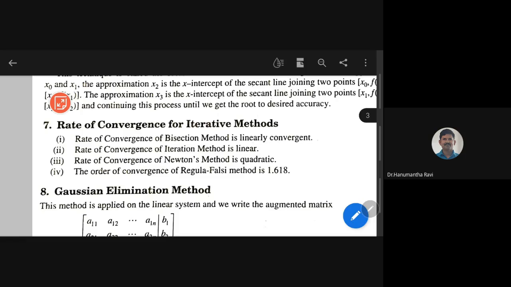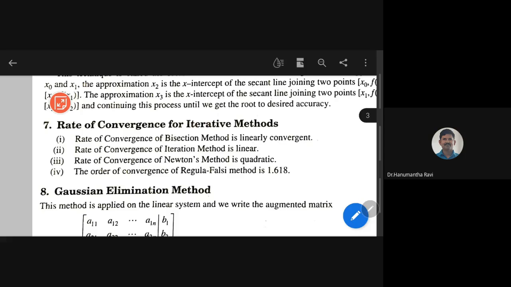The rate of convergence of the bisection method is linear. It converges in a linear fashion. The rate of convergence of the iterative method is also linear, while the rate of convergence of the Newton-Raphson method is quadratic, and the order of convergence of the false position method is 1.618. That is very important. These four points we need to remember.